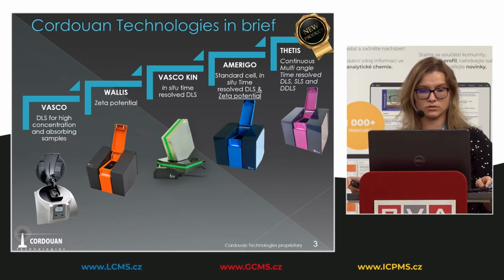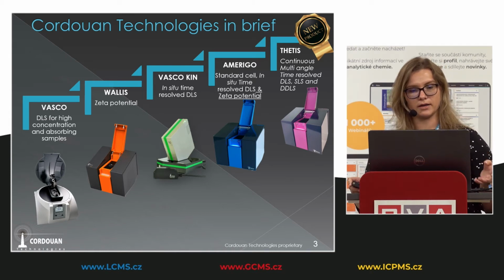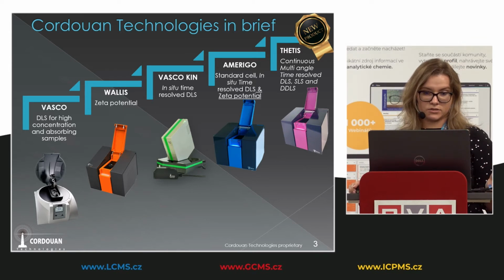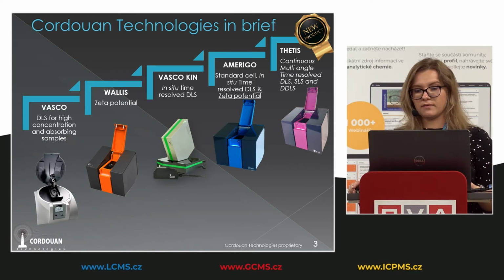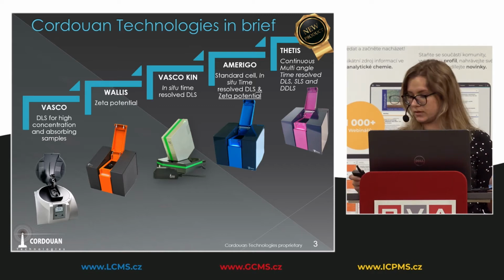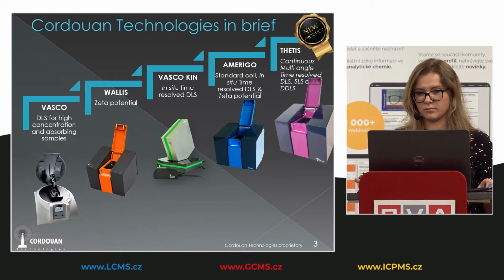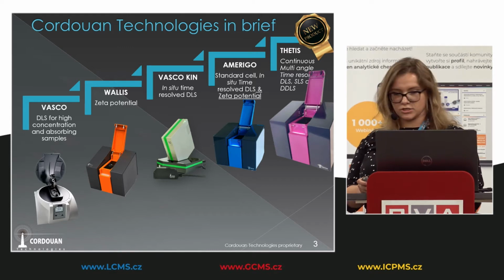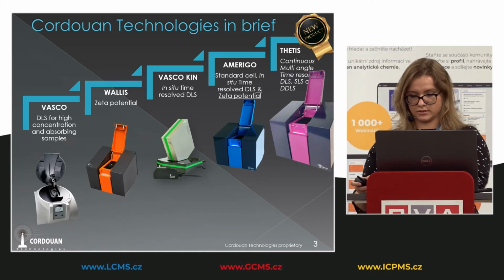So we have the Vasco, which does measurements in very opaque and concentrated solutions; the Valleys, which measures zeta potential; and the Vascokin, which makes measurements in situ, without contact with your suspensions and without even preparing your sample. And we have the 3-in-1 device Amerigo, also for characterization of anisotropic particles. Today I will talk about the Thetis, which is depolarized DLS for characterization of anisotropic, non-spherical particles.